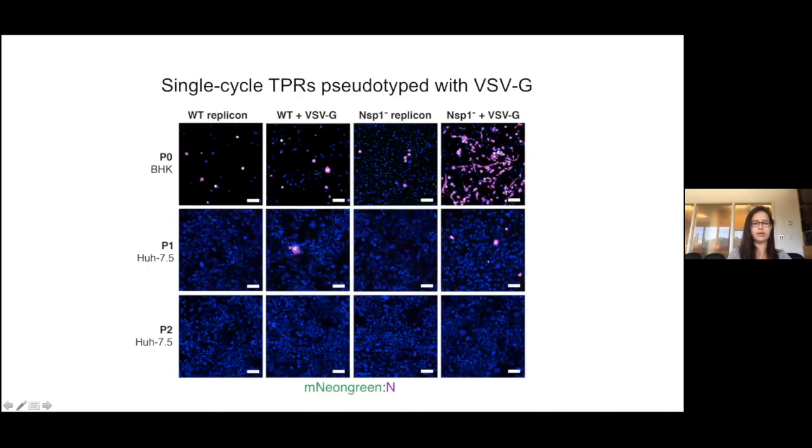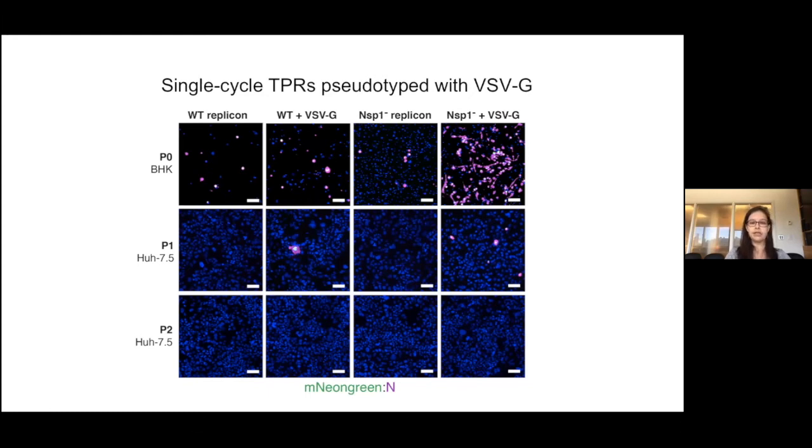So here, very similar to what we see with spike, we see a signal in the producer cells regardless of VSVG expression. But in the P1, we only see signal when we have VSVG. And again, with the NSP1 mutant replicon, we get many more TPRs. And again, similarly to spike, passage 2 shows no signal, showing that it's really single cycle replicons.